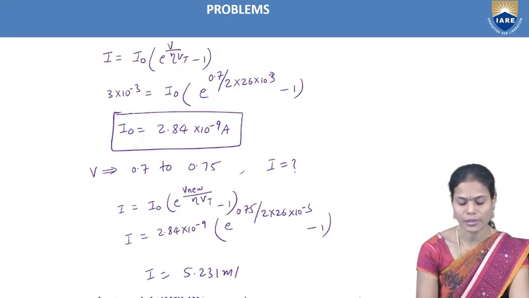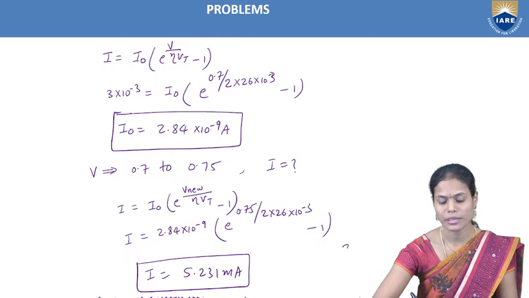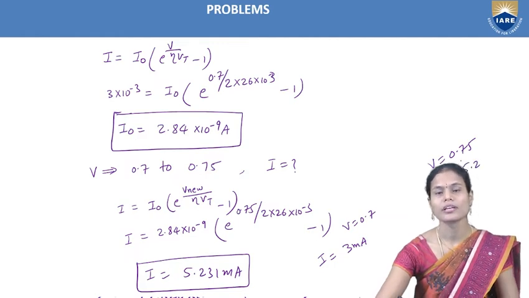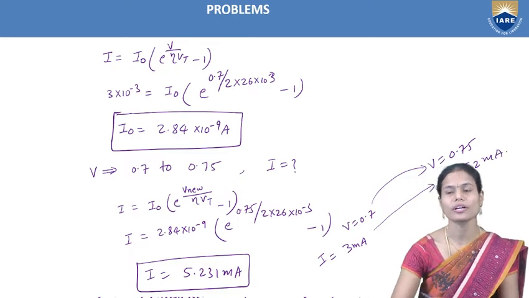5.231 milliamperes. Previously the current was 3 milliamperes when the voltage was 0.7. Now the voltage is changing to 0.75, and the current is changed to 5.2. That is, for a 0.05 variation in the forward voltage, there is an almost 2 milliamp variation in the forward current.